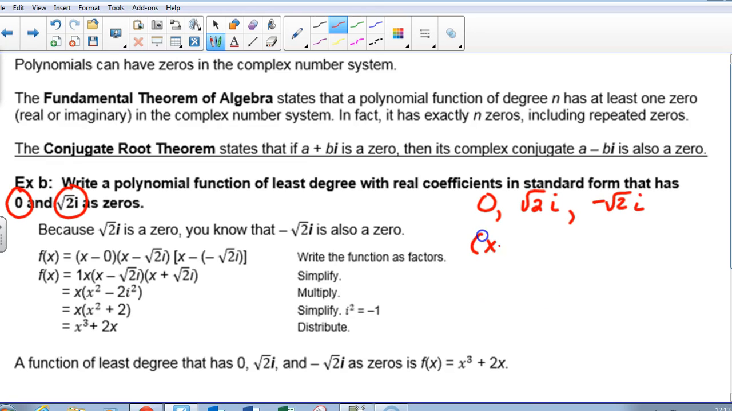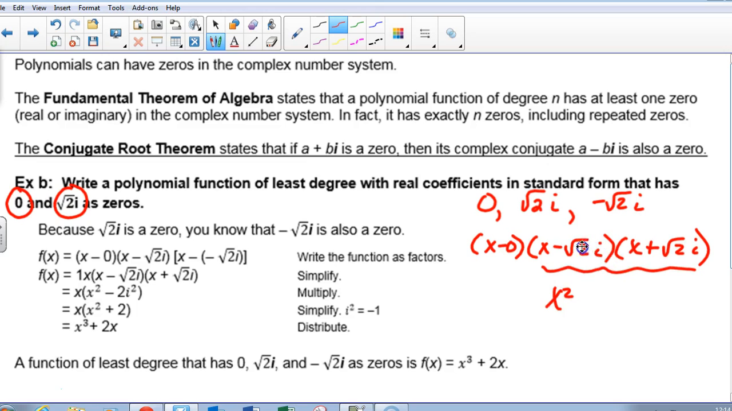Now, if I wrote those out as linear factors, and then I FOILed them together, what would I get back here? x squared, and then I'd have minus square root of 2i x and positive square root of 2i x, right? So those would cancel out. But when I did this one times this one, I'd get negative 2, because square root of 2 times square root of 2 is 2. i times i is i squared. And that would become x squared plus 2. Good.